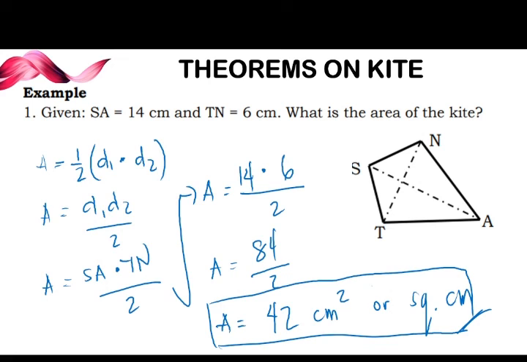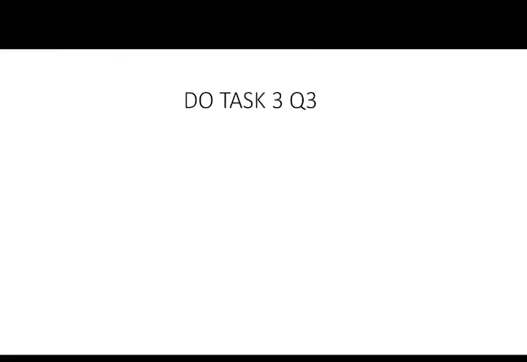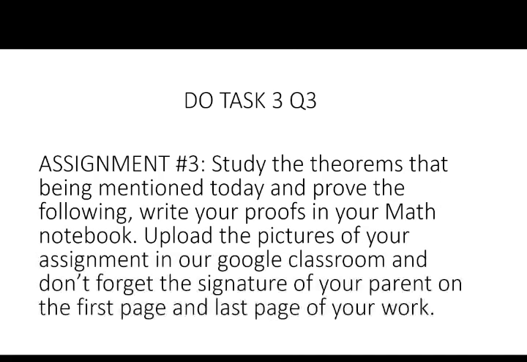Now, do task number 3, quarter 3. It is already on your Google Classroom. So, you have until 5 p.m. today to finish the task. And do the assignment number 3. You have to study the theorems that were mentioned today and prove the following. Write your proofs in your math notebook. Upload the pictures of your assignment in our Google Classroom and don't forget the signature of your parent on the first page and last page of your work.